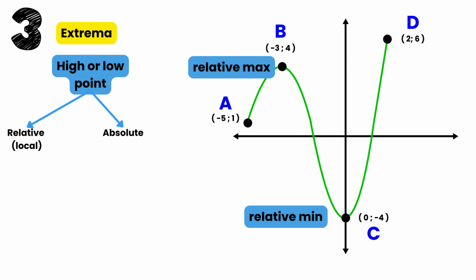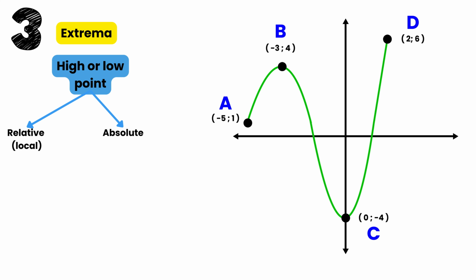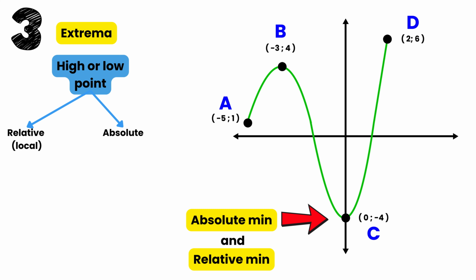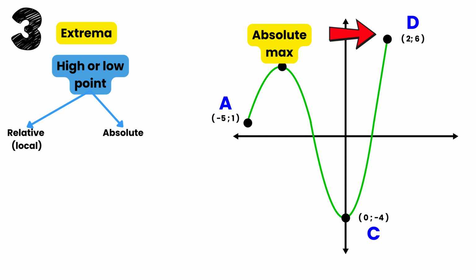To find the absolute extrema, we look for the single highest and the single lowest points on the whole interval. In this example, the lowest point is C, so C is the absolute minimum. The function does not go any lower than that. Here's a detail that can feel a bit confusing at first. C is both a relative minimum and an absolute minimum. When we look for the highest point, we see that the top of the graph is D, which is one of the endpoints. D is the absolute maximum. But be careful, D is not a relative extremum because relative extrema cannot occur at endpoints. So D is only an absolute maximum.